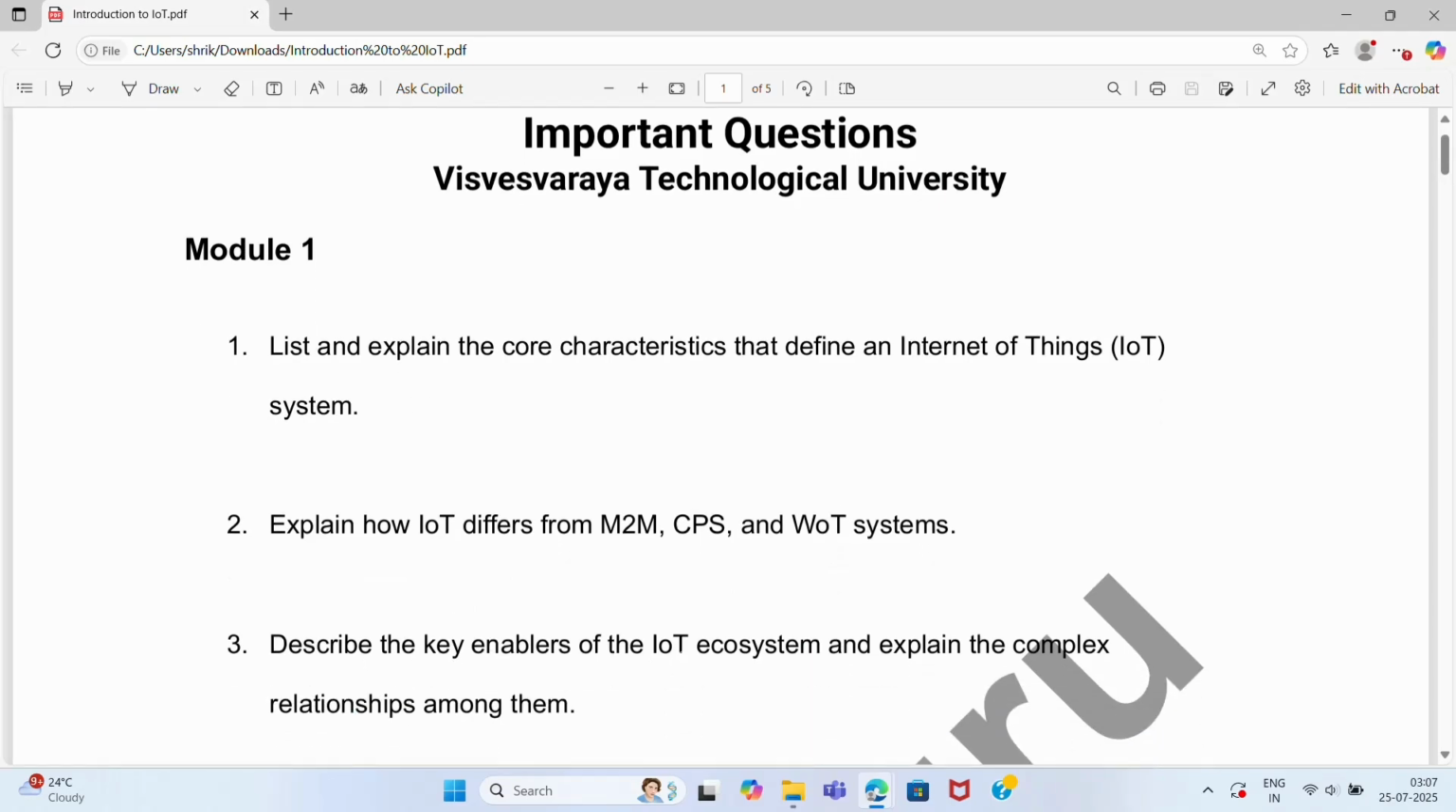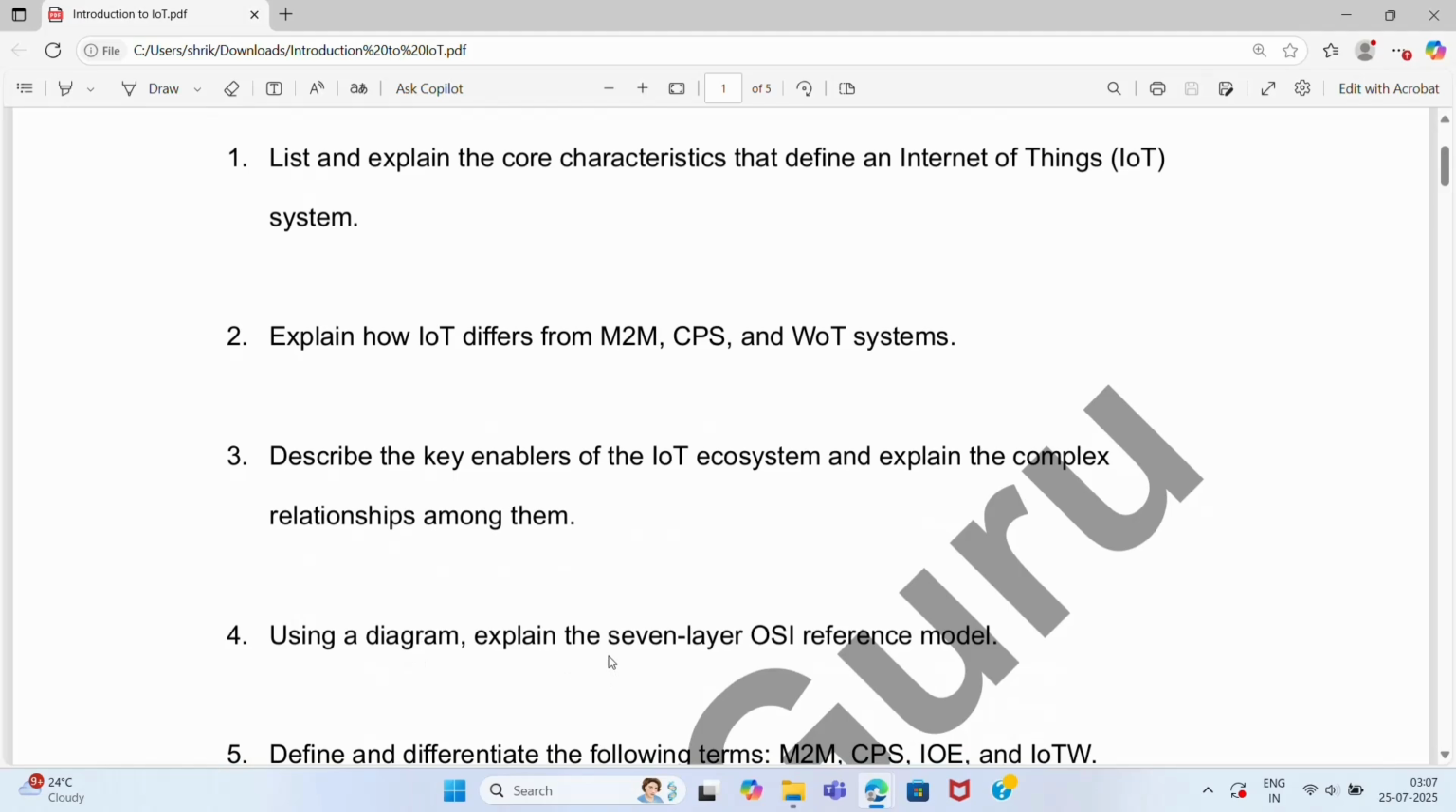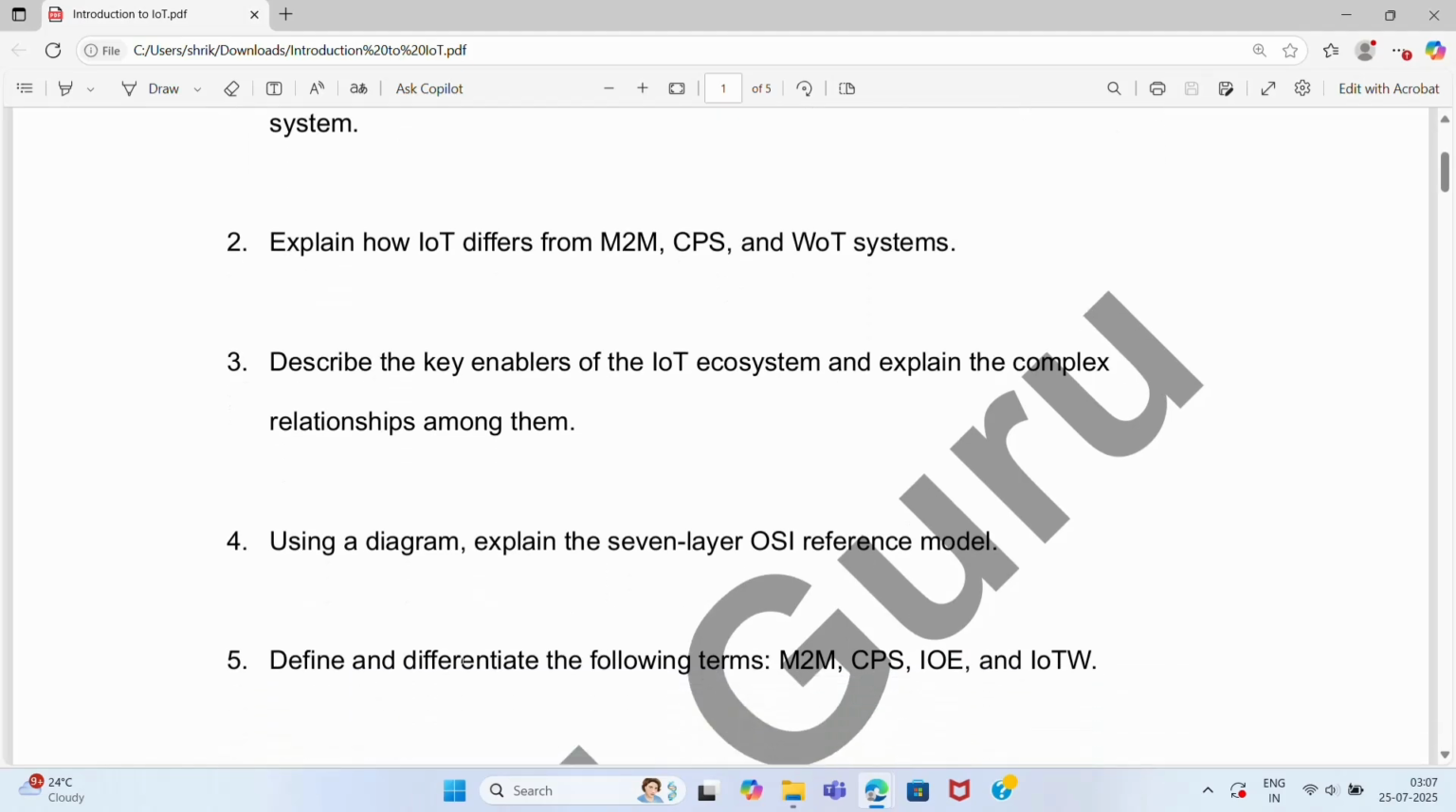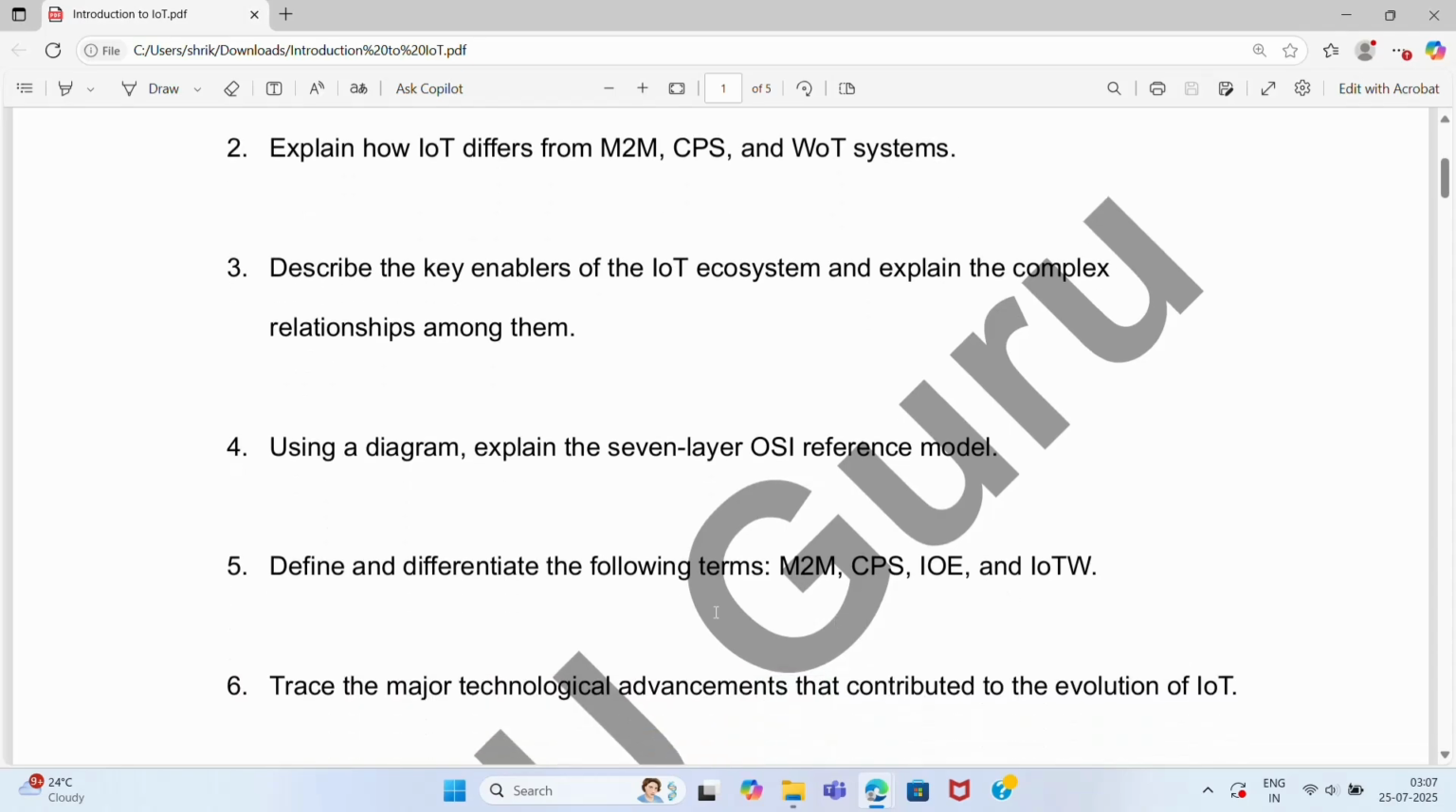Describe the key enablers of the IoT ecosystem and explain the complex relationship among them. Using a diagram, explain the 7-layer OSI reference model. Define and differentiate the following terms: M2M, CPS, IoE and IoTW.